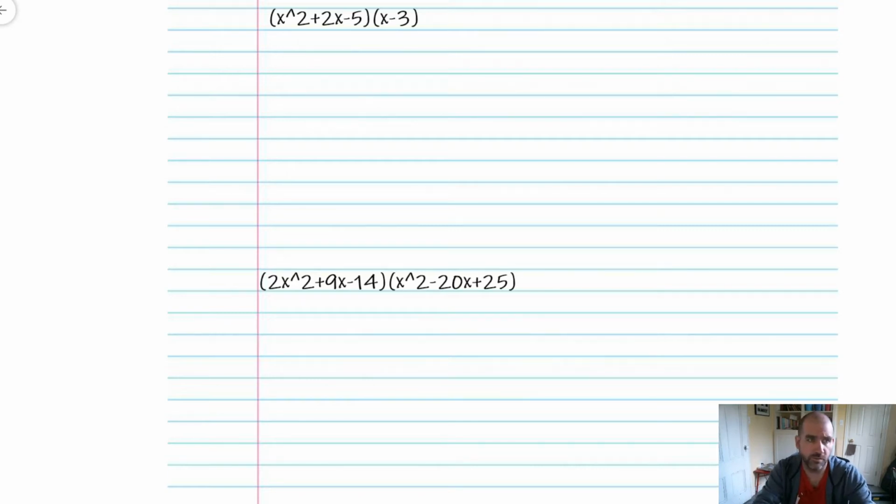All right, so we're going to look at some polynomial stuff here. Start with expanding. There are two ways we can expand the brackets. We can use something called the distributive property and something called an area model.